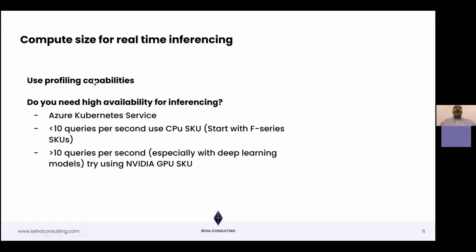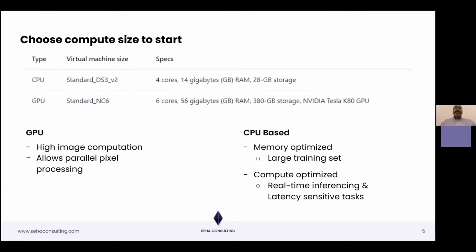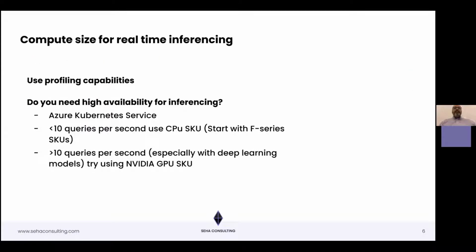So the first step, obviously, is to get started using profiling capabilities. Look at your usage. We'll talk about different monitoring capabilities later on in our slides. What's the utilization of your computes? But as a general rule, Microsoft gives a recommendation: if you have high availability for inferencing, you should use Azure Kubernetes Service. Why? Because Azure Kubernetes Service has the ability to add load balancing and scaling.